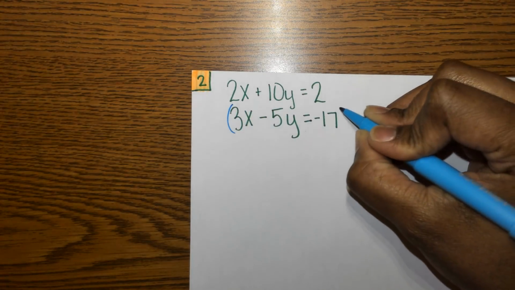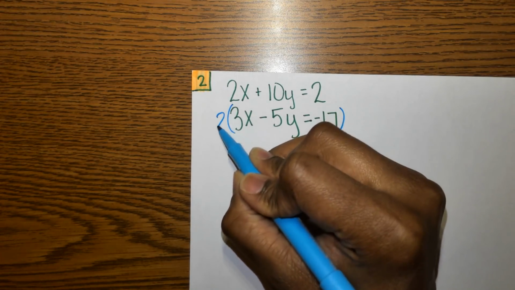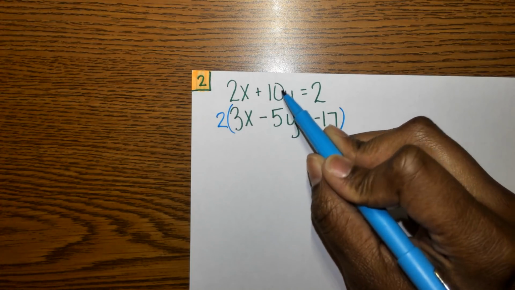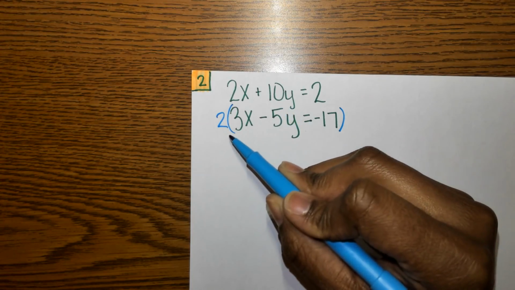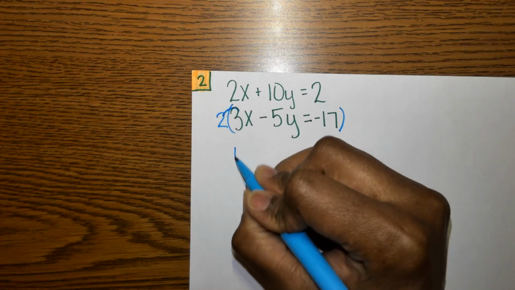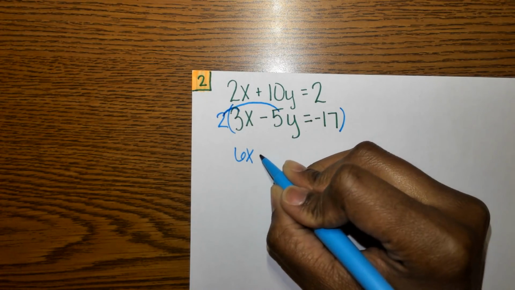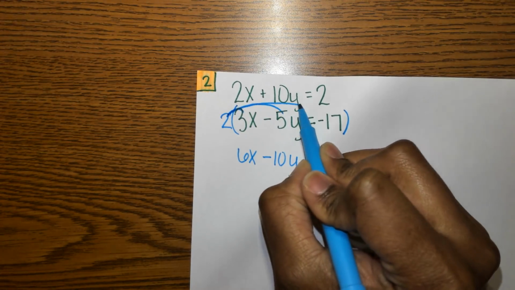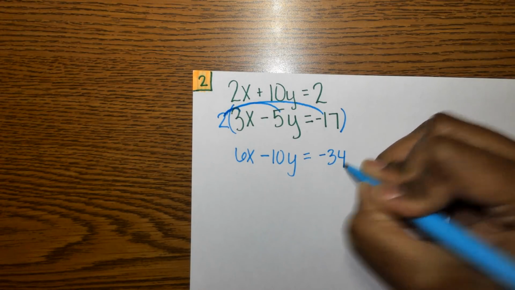So what I do to keep it balanced is I'm going to multiply this whole equation by 2. I'm doing that so that I can create a zero pair here where the 10 is going to cancel. I want to be able to cancel the y values. So when I multiply this by 2, I end up with 2 times 3x gives me 6x. 2 times negative 5y, that's minus 10y, and then 2 times negative 17, so that's equal to negative 34.